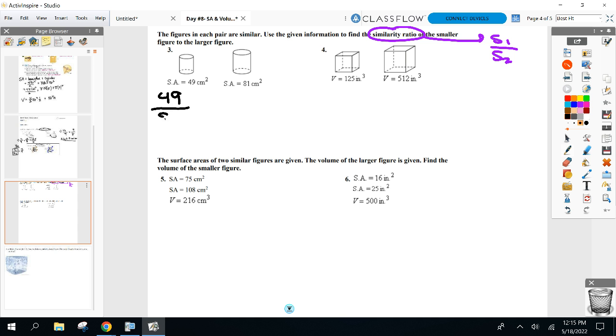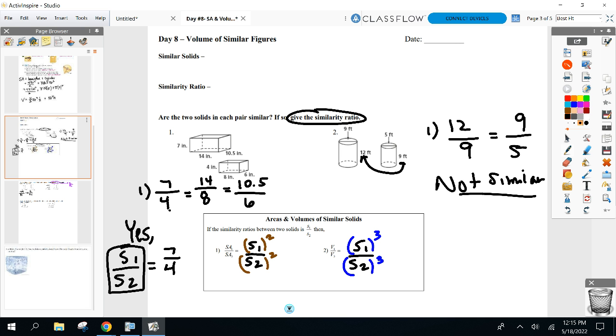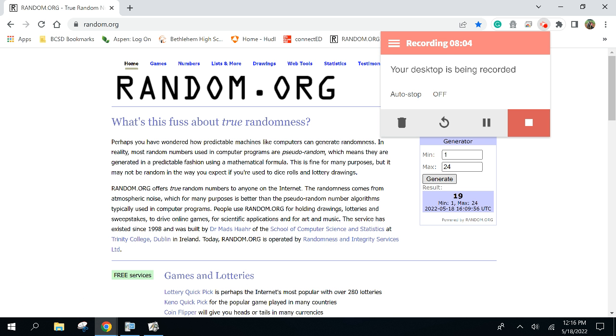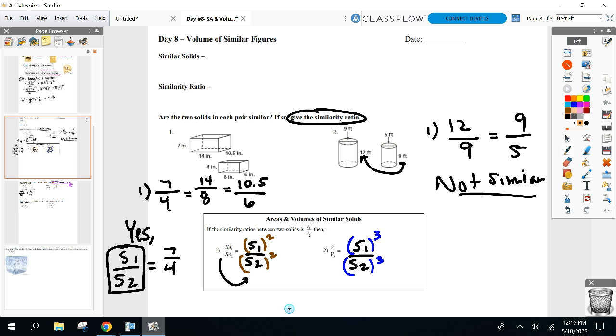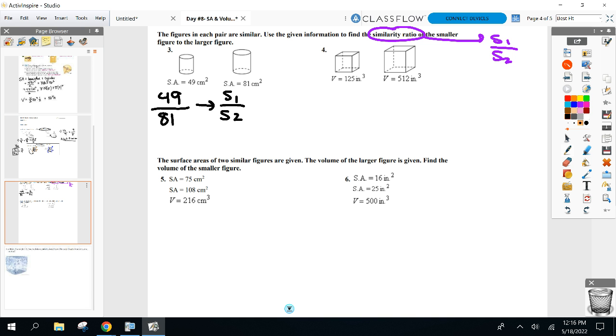49 over 81, and I'm looking for S1 over S2. What am I going to have to do with the 49 and the 81 to get there? Again, think about how we go from similarity to surface area. We square it. Now I'm going from here to here. I don't want to square it. What do I want to do here to undo it? I square it to get there. How do you undo?